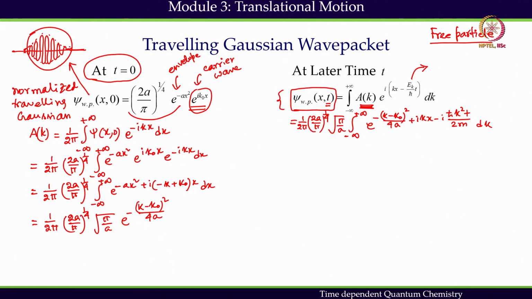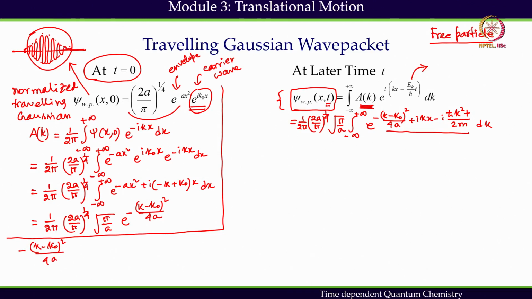Now if we look at this expression, the exponentiation, this can be reduced very easily. We can reduce it in the following way. I have minus (k minus k0) whole square divided by 4a plus i k x minus i h cut k square t divided by 2m. That's the exponentiation I have.